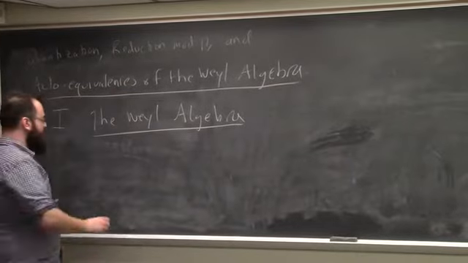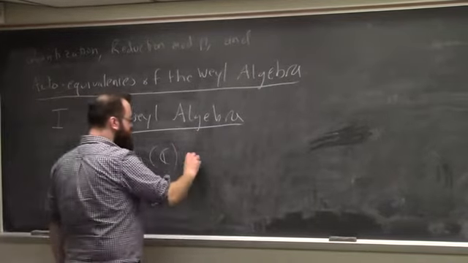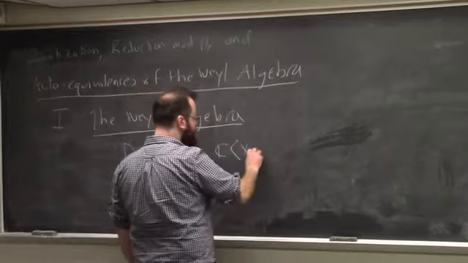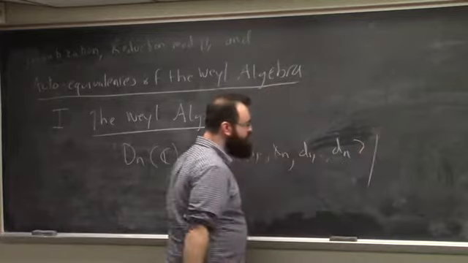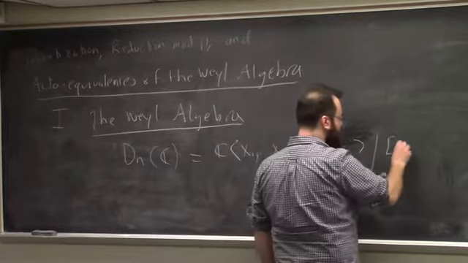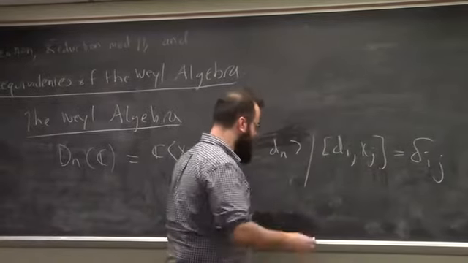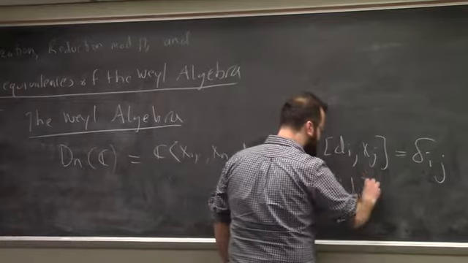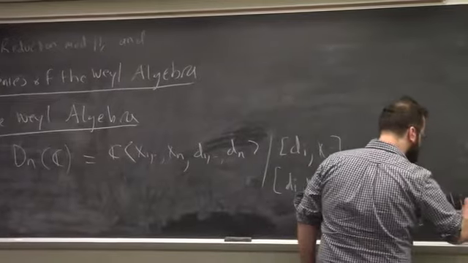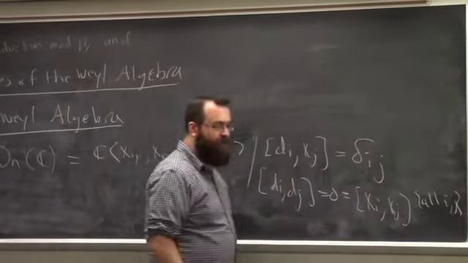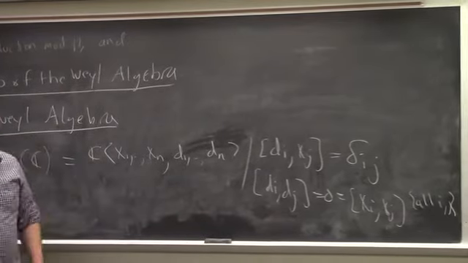As a non-commutative ring, the Weyl algebra has a very simple presentation. I'm going to denote it D_n(C), and it's the non-commutative algebra which has 2n generators, x_1, ..., x_n, d_1, ..., d_n, and relations which look as follows. The bracket of d_i with x_j is the Kronecker delta δ_ij, and the d_i's all commute with each other, as do the x_i's. All of these relations are for all i, j. So it's sort of like a polynomial ring in 2n variables, except it's a little bit non-commutative.